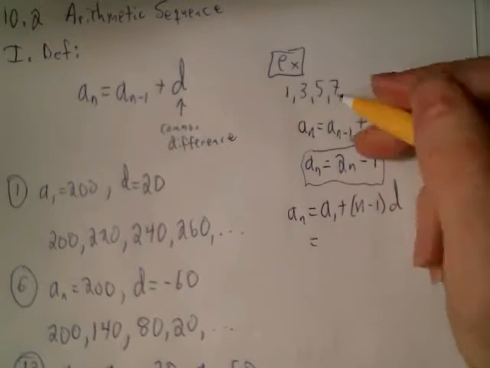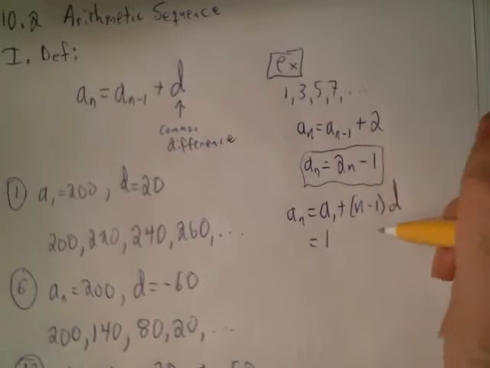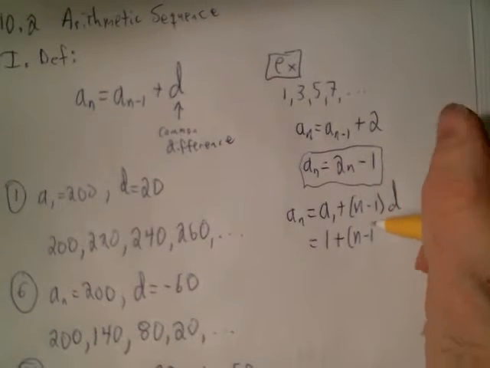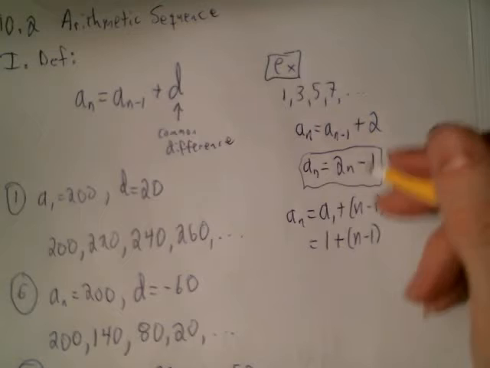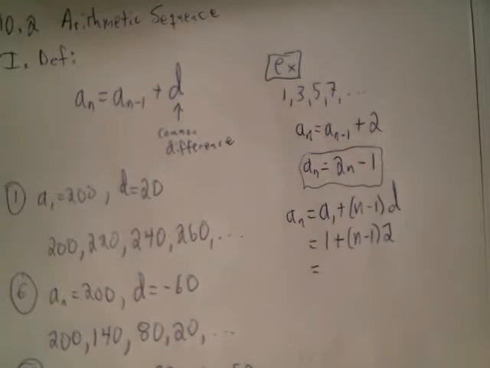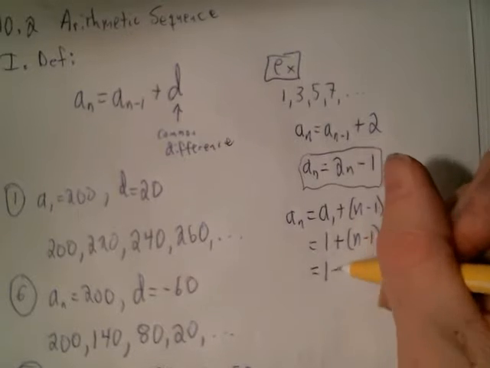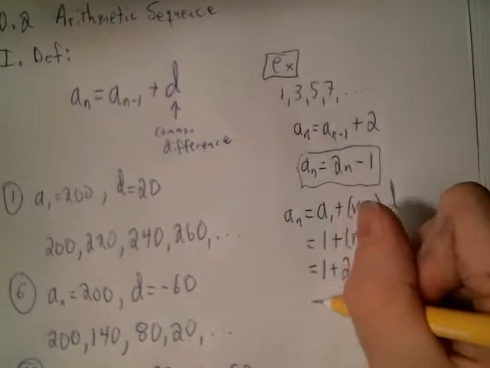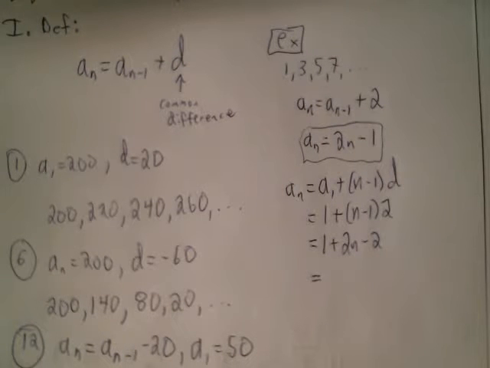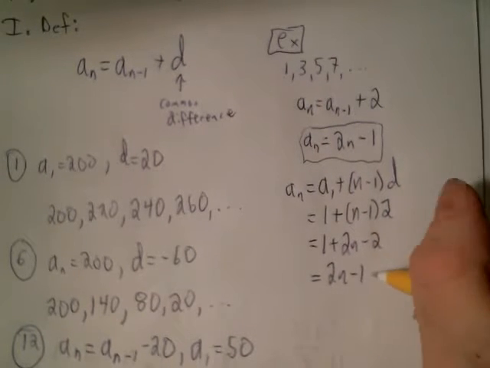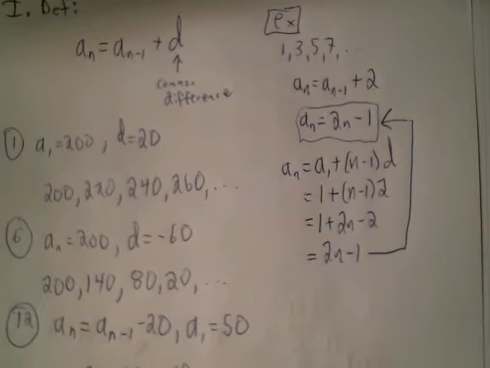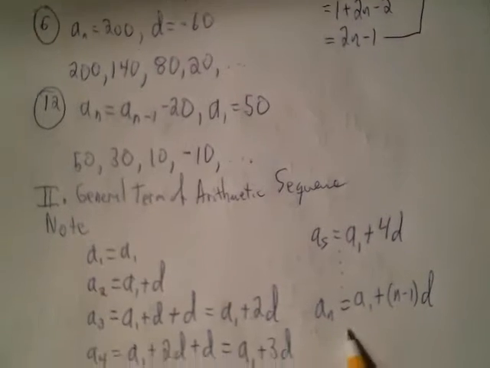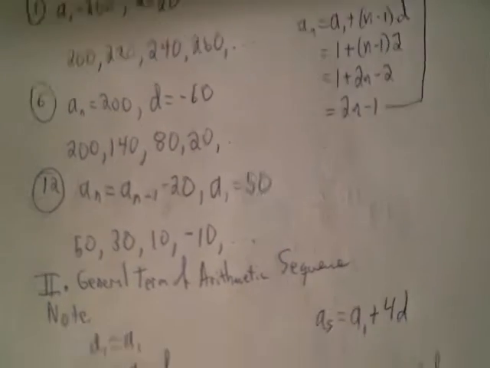So in this case, a sub 1, the first term, was 1, and then plus n minus 1, and the difference, the d value, is 2. We're adding 2 to get to the next value every time. And then we can simplify this formula. So we'll have 1 plus 2n minus 2. 2n minus 2 plus 1 then is 2n minus 1, and oh yeah, we got it. So it does in fact give you that nice formula that otherwise I don't know where it's coming from, right? You have to guess at it or whatever. No, you can use this formula to produce the general formula for the terms of the sequence.